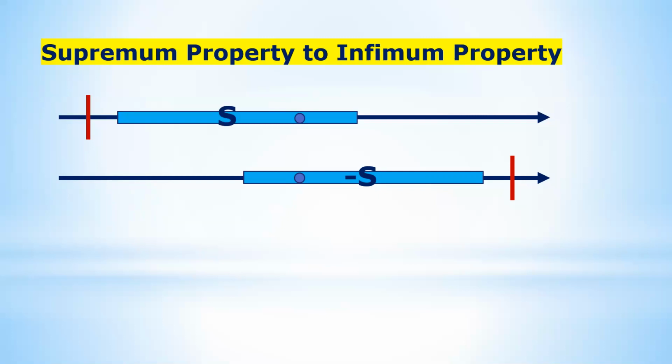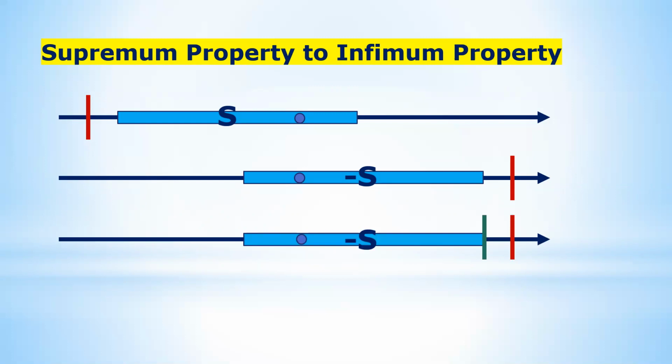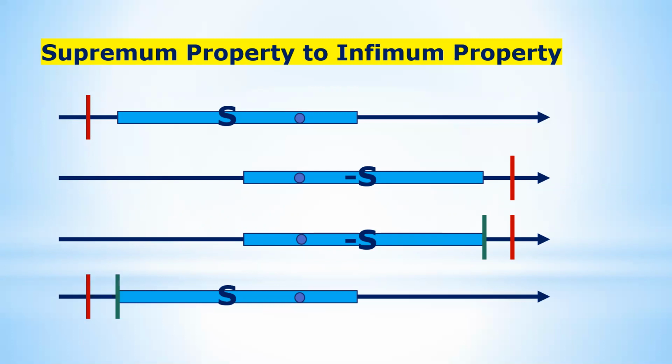Previously, the S has a lower bound. Now you can see minus S become bounded above, okay? And then for the minus S, you can apply the supremum property, because the supremum property says that there is a least upper bound for minus S. That's coming from the supremum property.